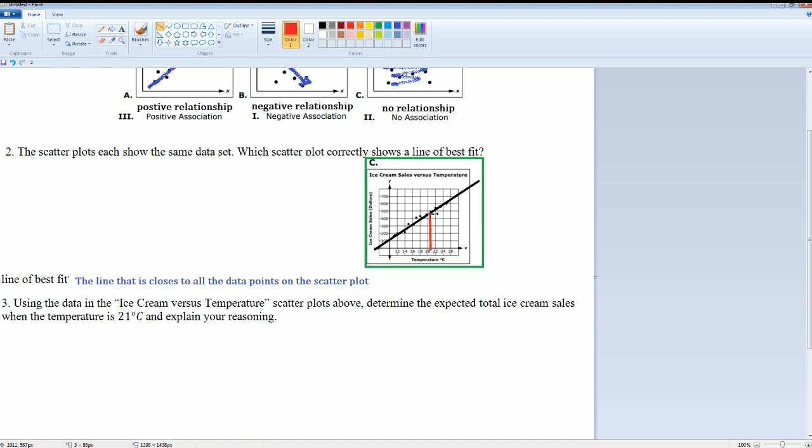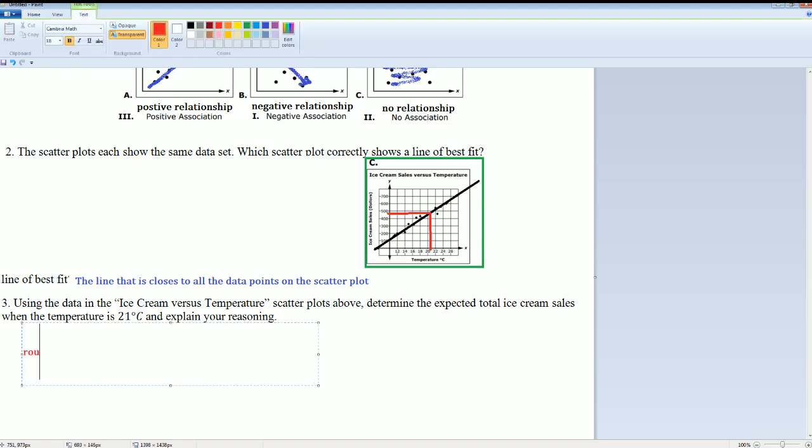It goes up there and crosses right there. So I would say it is roughly, or around, or about, approximately, about what, 400, maybe higher. It has to be higher. 450? No, it's higher. Probably 480? Yeah, around 480 ice cream sales. Remember, you have to use the word about or approximately or roughly because you're estimating here. There's no exact answer.